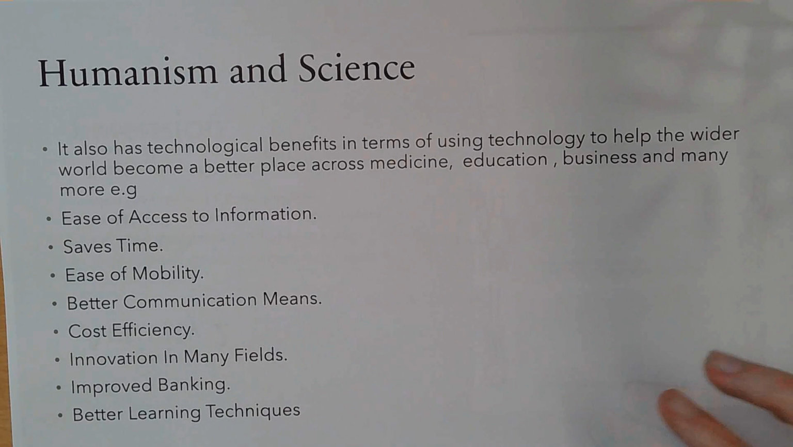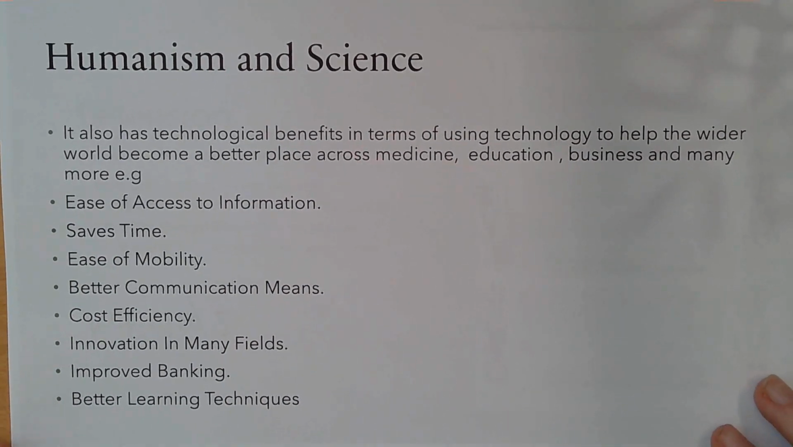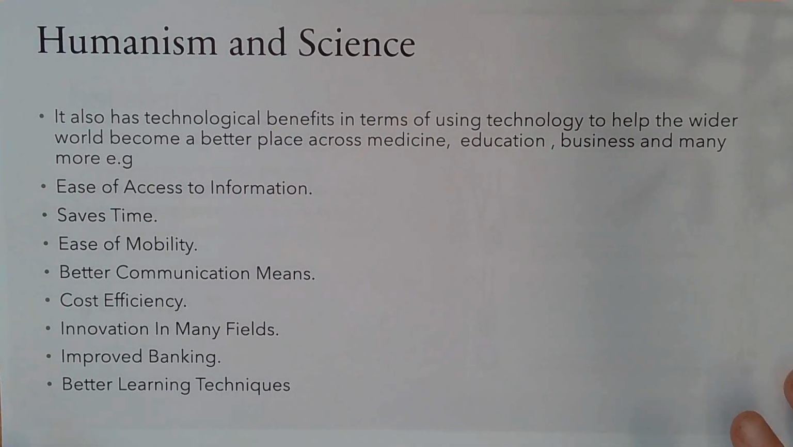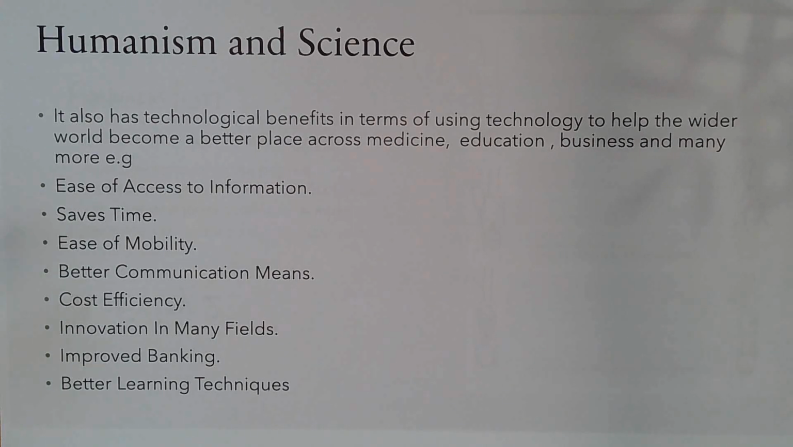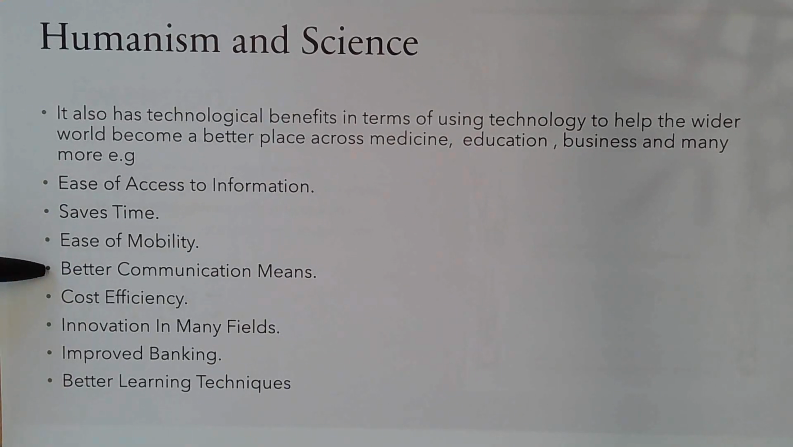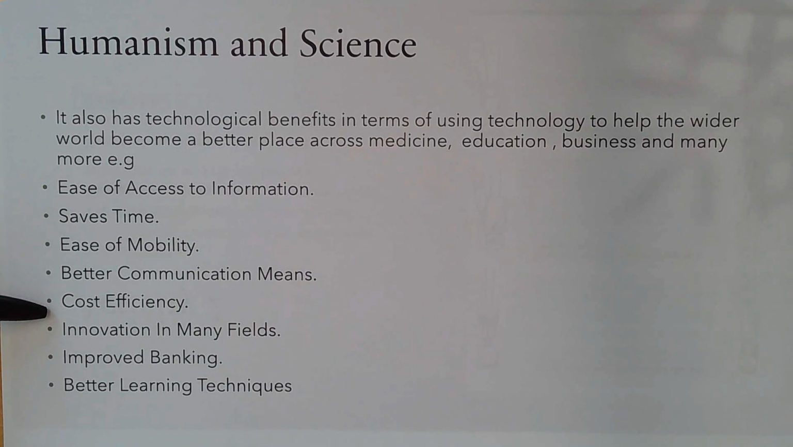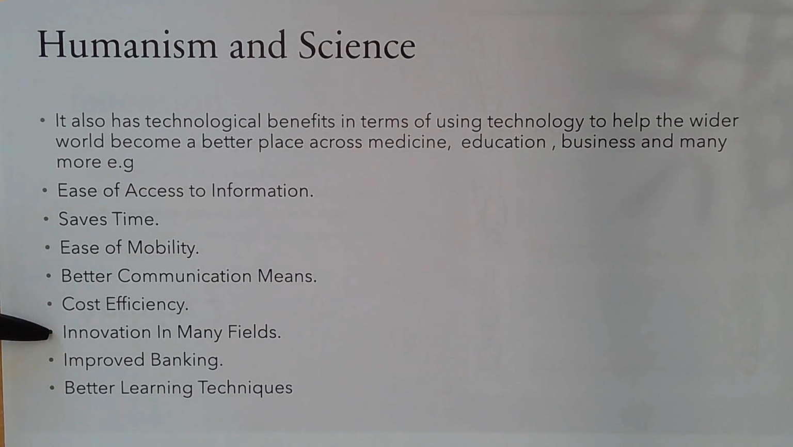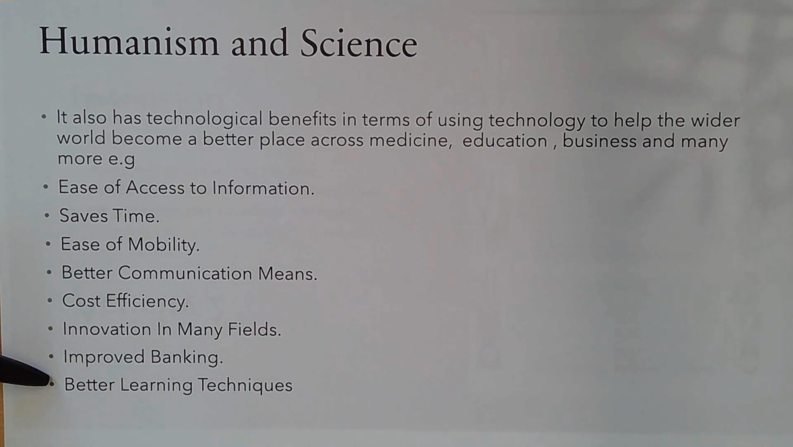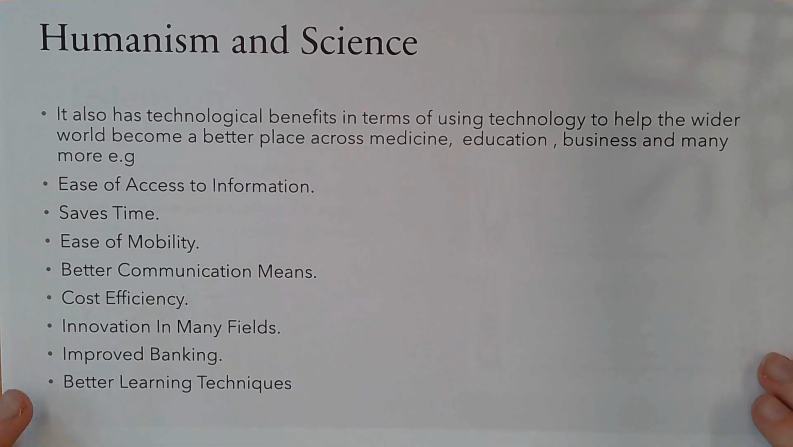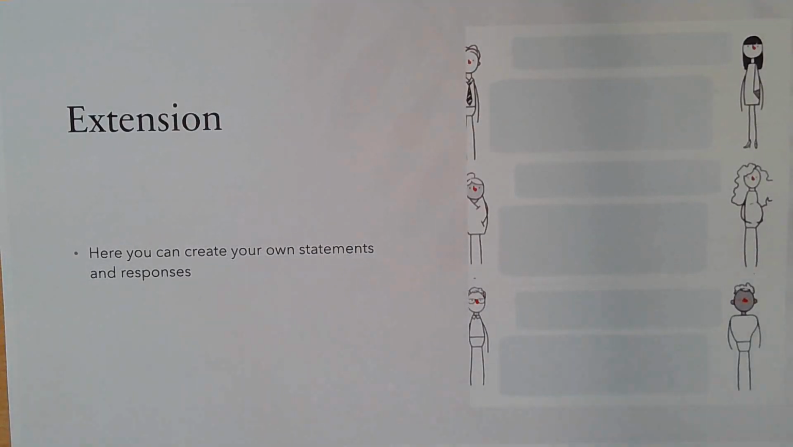It also has technological benefits, according to humanism, or that's what humanists believe, in terms of using technology to help the wider world become a better place, for example in medicine, education, business, and many other sectors. Technology offers ease of access to information, it saves people time, you can move around with it easily, you can communicate better, it saves on money ultimately. Innovation, that means things are created using technology. Banking can be used better, and people can learn better through technology. So it has social and technological benefits.